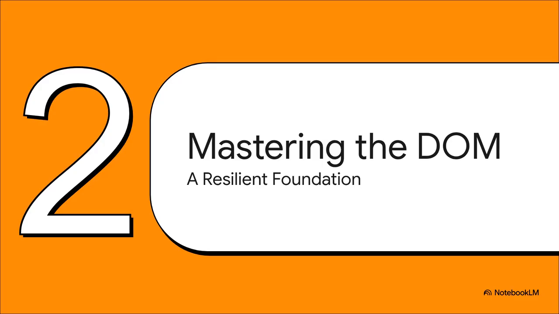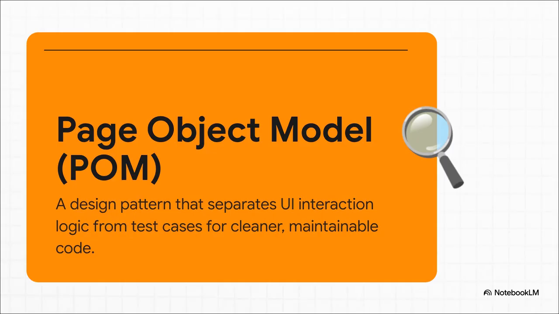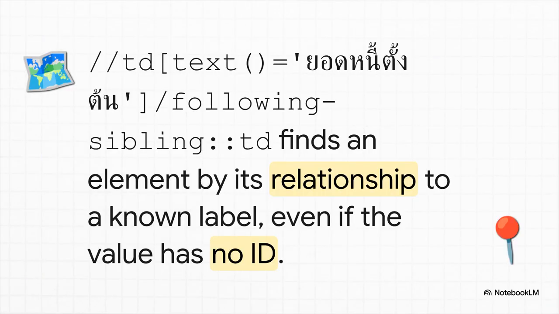Okay, but hold on. Before we even think about throwing money at fancy premium tools, let's talk about the powerful open source foundation that you absolutely have to master first. To build a framework that can actually last, the absolute key here is organization. And that's where something called the Page Object Model, or POM, is a total game changer. It cleans up your code, makes your tests way more readable, and most importantly, so much easier to update when the application eventually changes.